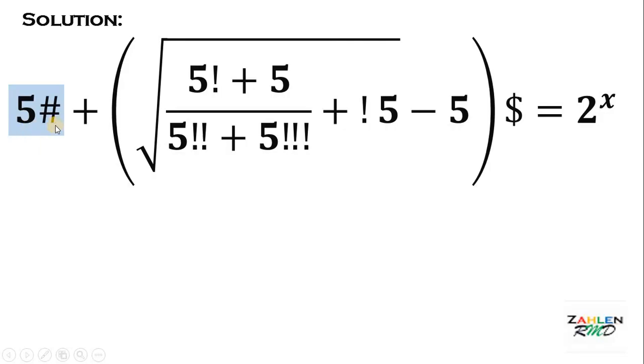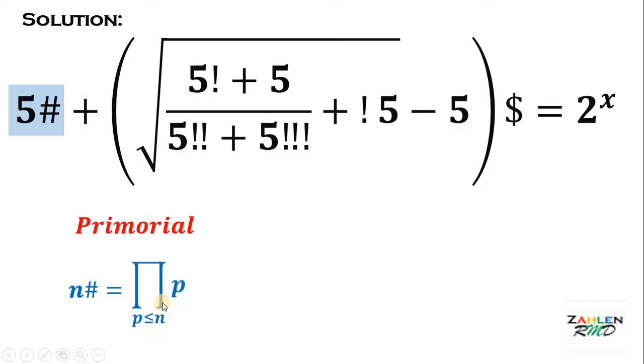Now let's move on to our last notation, which is 5 hashtag. Now what do we mean by 5 hashtag? It is what we call a primorial. From the word itself, it is the combination of prime numbers and factorial. Therefore, to find the value of n hashtag, what we're going to do is find the product of all prime numbers less than or equal to n. And that's it. Now let's have a quick example. So what is the value of 5 hashtag? It is equal to 5 times 3 times 2, because 5, 3, and 2 are the prime numbers less than or equal to 5. Therefore, 5 hashtag is equal to 5 times 3 times 2, or simply 30.